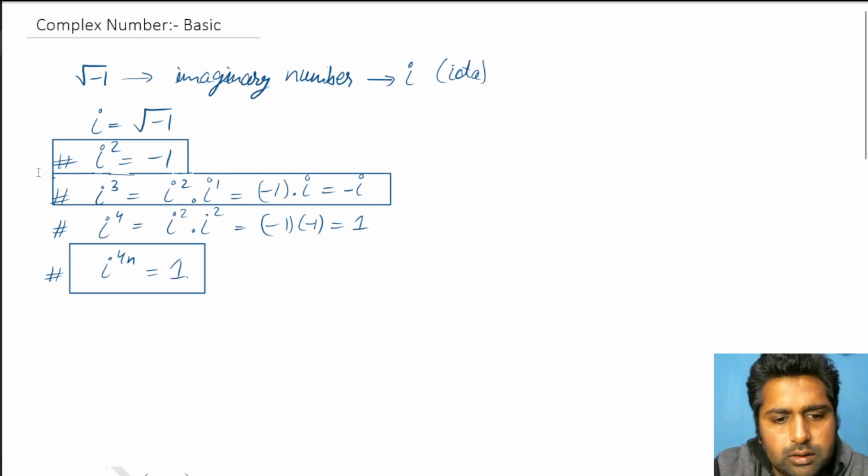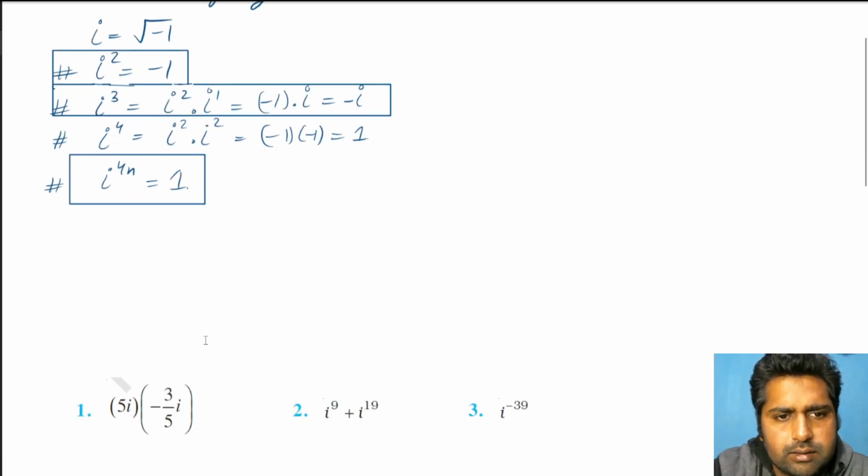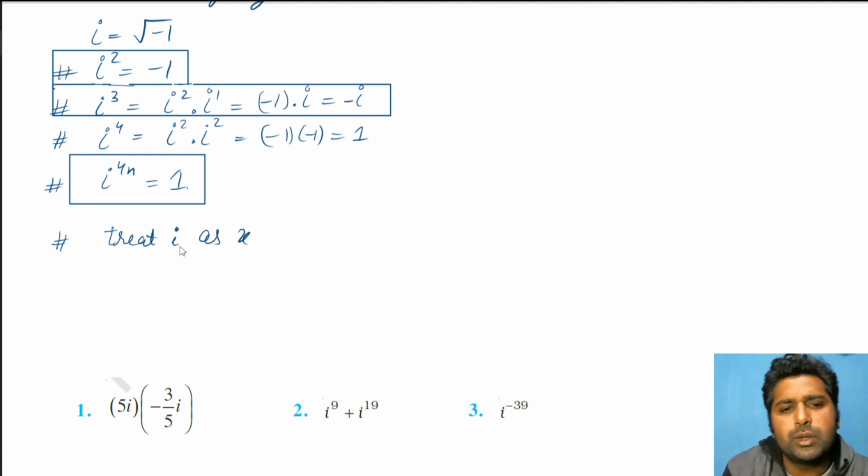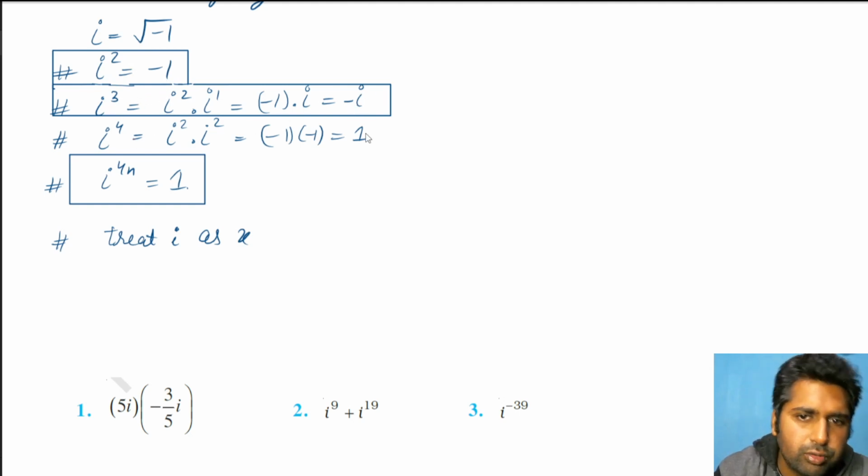Now let's understand how we deal with this. I'll give you the key idea how to deal with iota. Treat iota as x. Means the same way you deal with x is the same way you have to treat iota. It's just that whenever you get i square, you replace that with minus 1. Whenever you get i cube, you replace it with minus iota. I raised to power 4, 1. That's it.